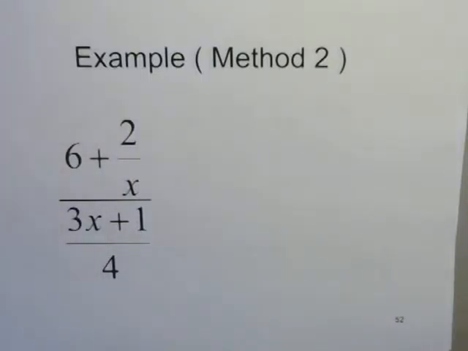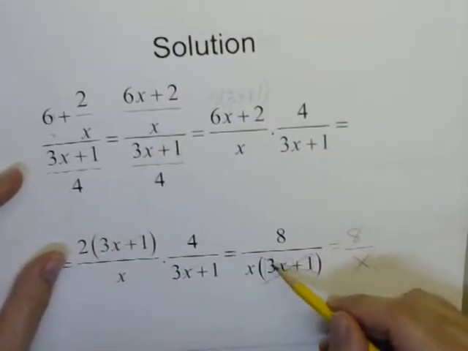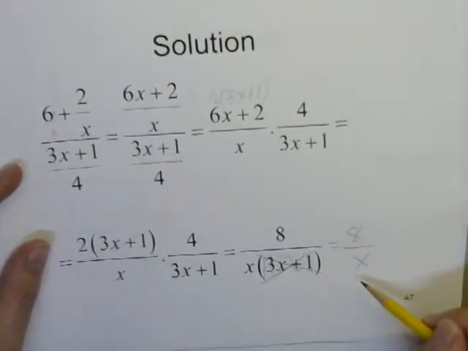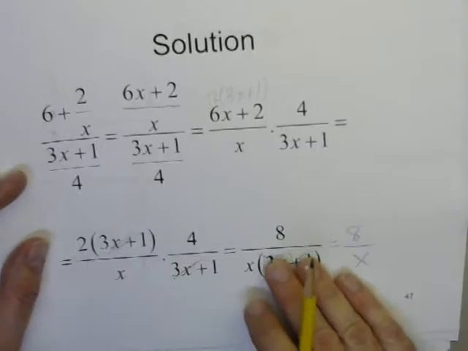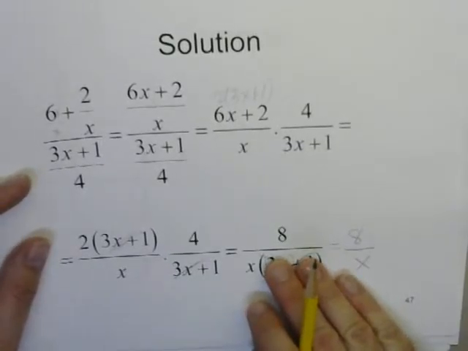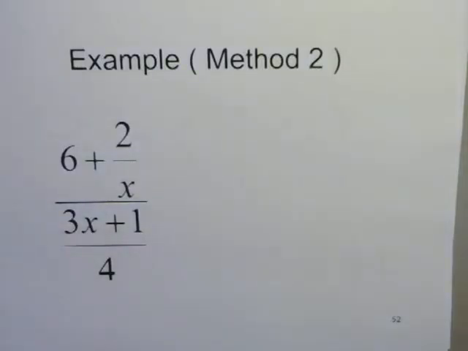So let's go back and do this other problem that we did using method 1, just to show you that we get the same answer. The answer for this one, at least if I hadn't messed this up, should have been 8 over x, because this should have canceled with that, but I forgot to cancel it here. So using method 1, we got 8 over x. You should get the same answer using method 2. It shouldn't matter what the method is.